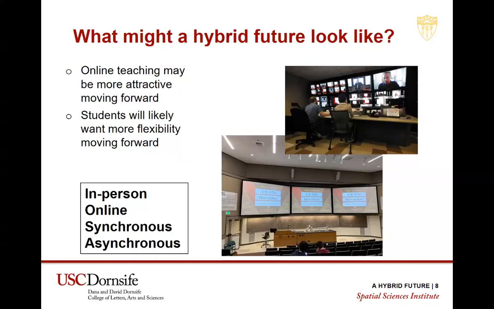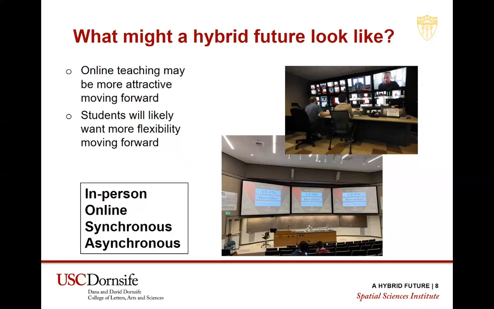And I think what the last 9 months may have shown us all is that online teaching may be more attractive moving forward. And as a consequence, choosing online as the modality for one's education might be more attractive as well.